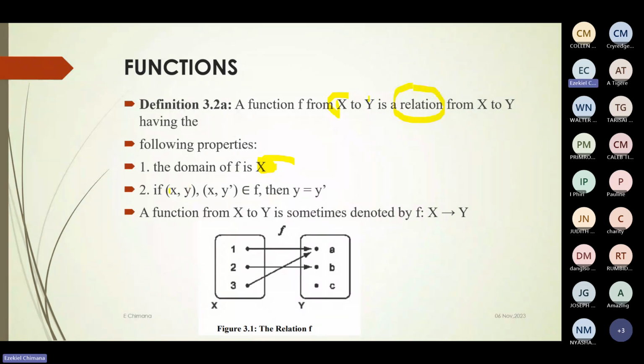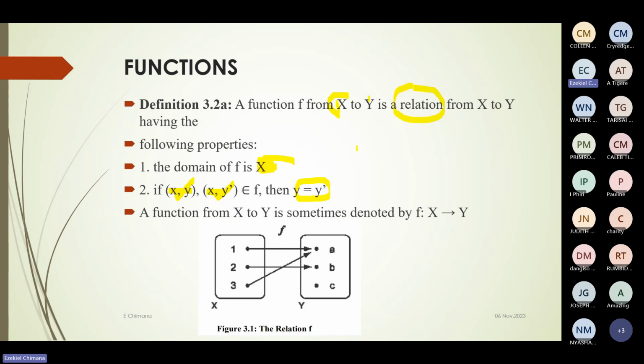Two, if (x, y) and (x, y prime) are elements of f, then y is equal to y prime. We are saying whenever we have an (x, y) and maybe (x, z), y must be equal to z. I don't know if you are getting me here. Let me just try to repeat this one. Whenever you have an (x, y) and (x, something), that something must be equal to this y. That's what I'm trying to say.